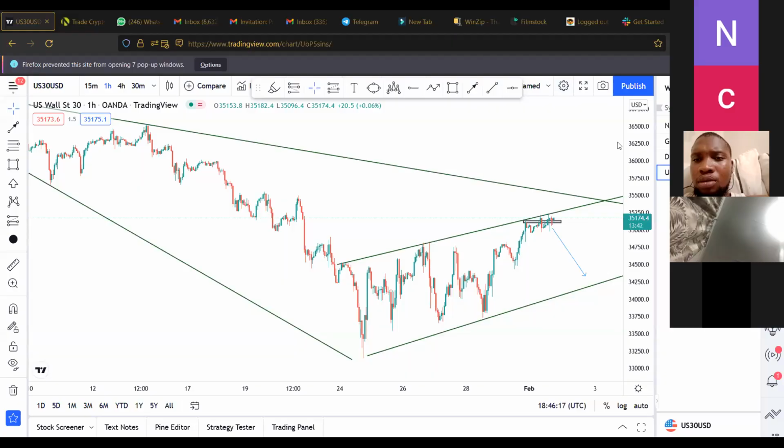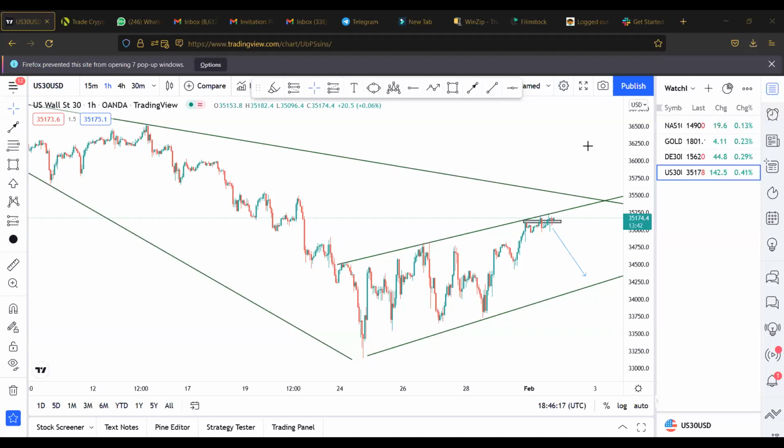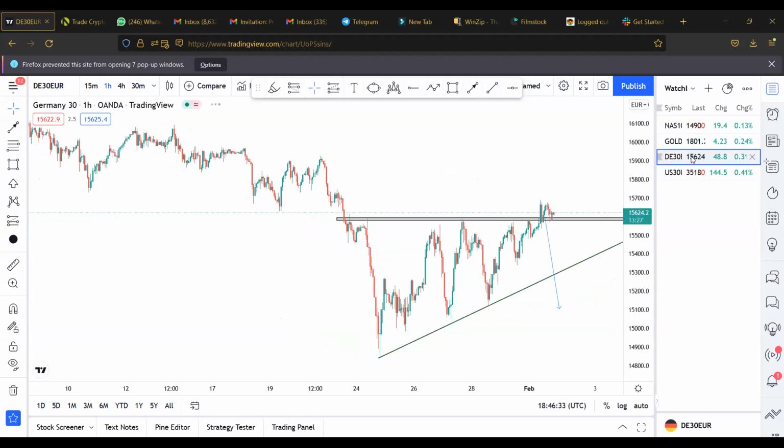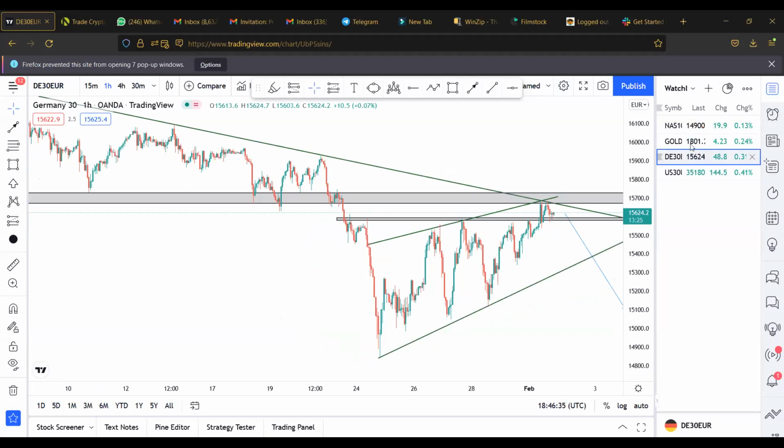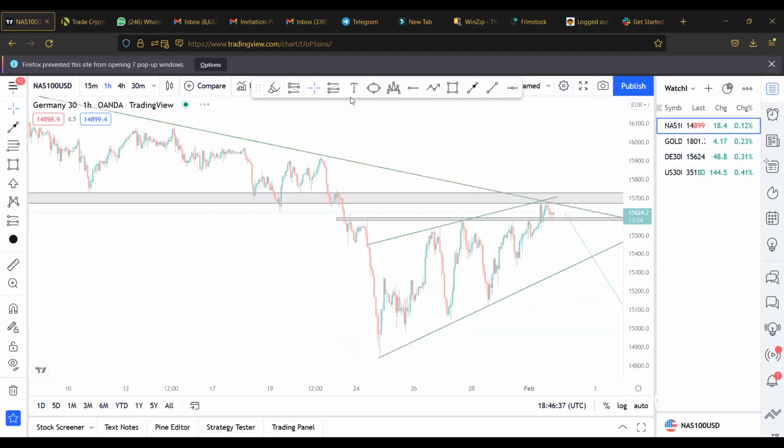I think we're having a bad network due to the weather, but nonetheless, we're still on the business. So, okay, it's fine. Let's work. Like I said, here it's US 30 USD, this is German 30 euro, and this is NAS 100 USD. Those are the things you need to always be focused on. Nonetheless, let's get back to the market.